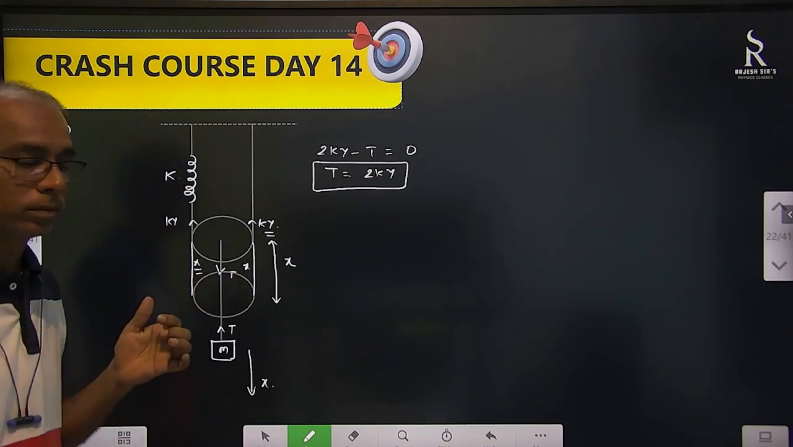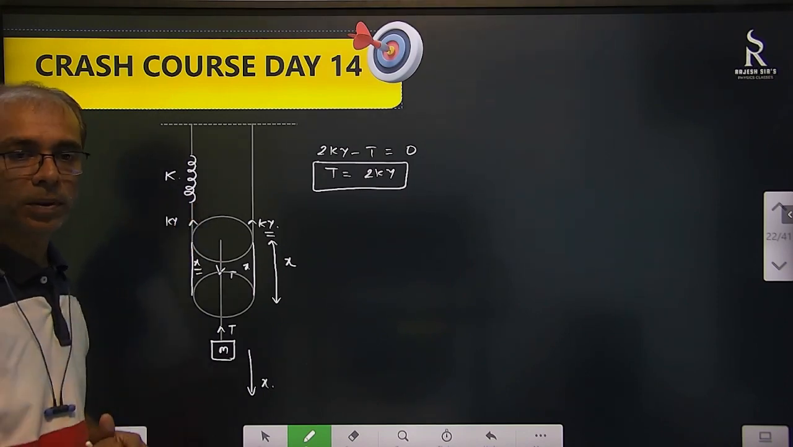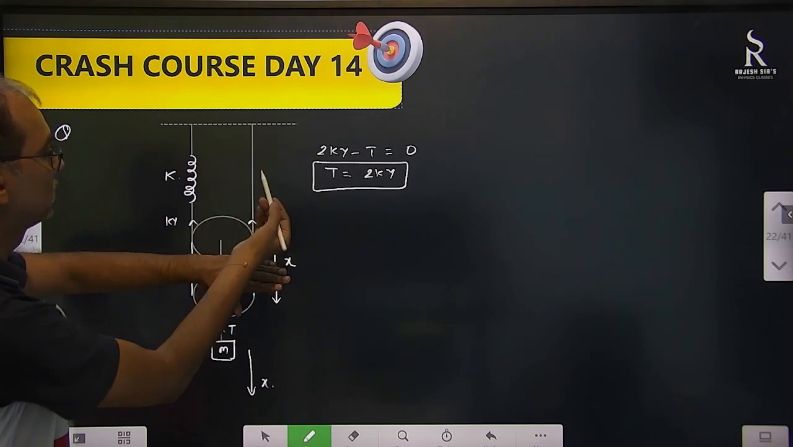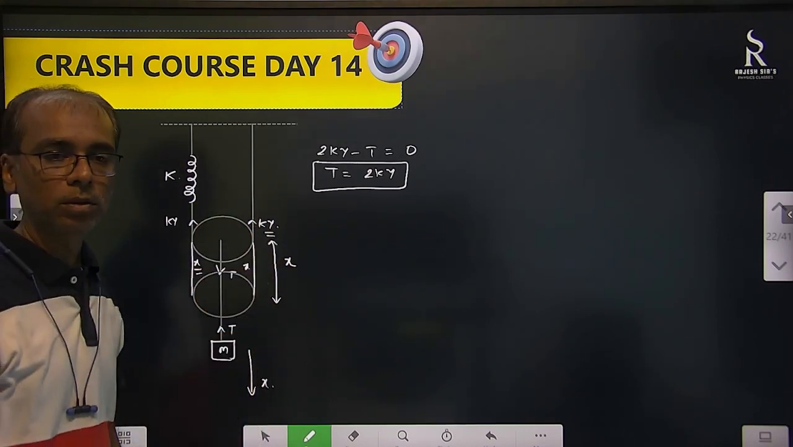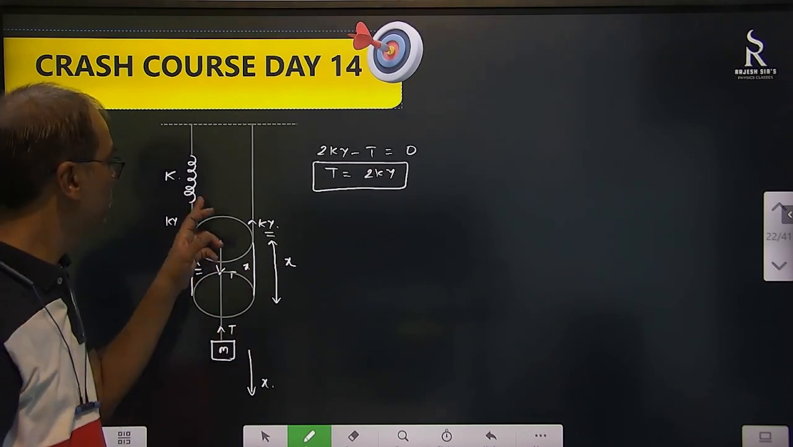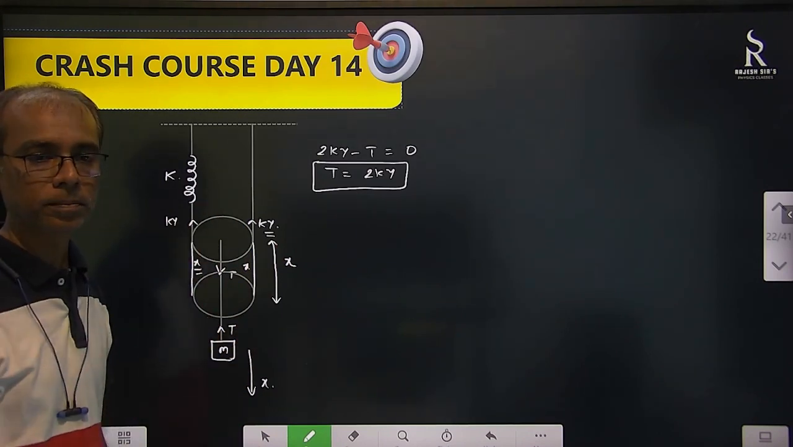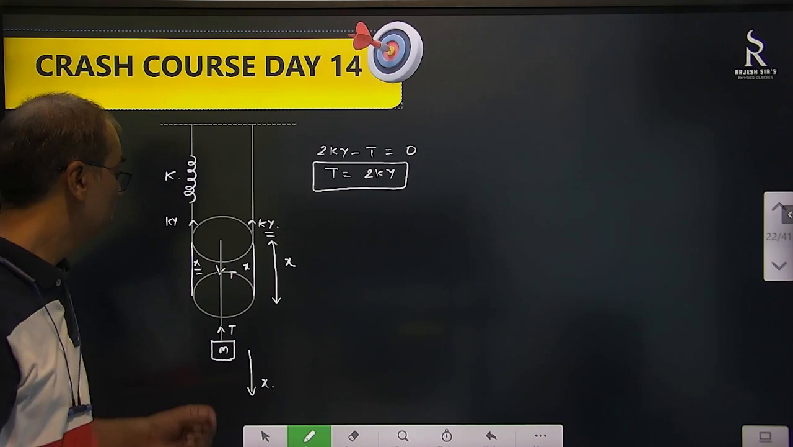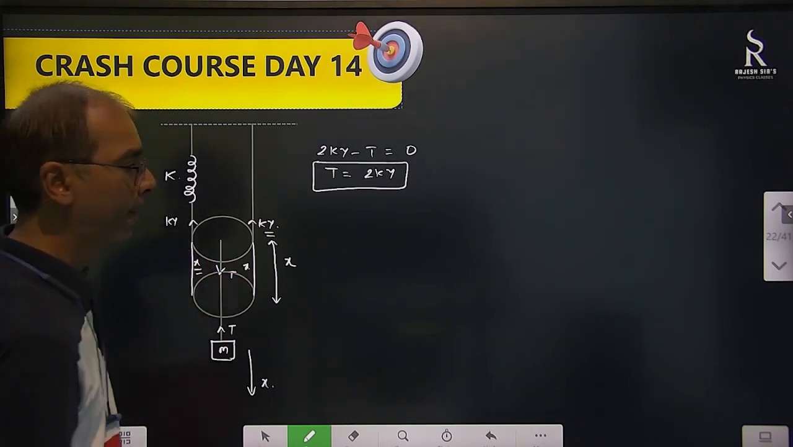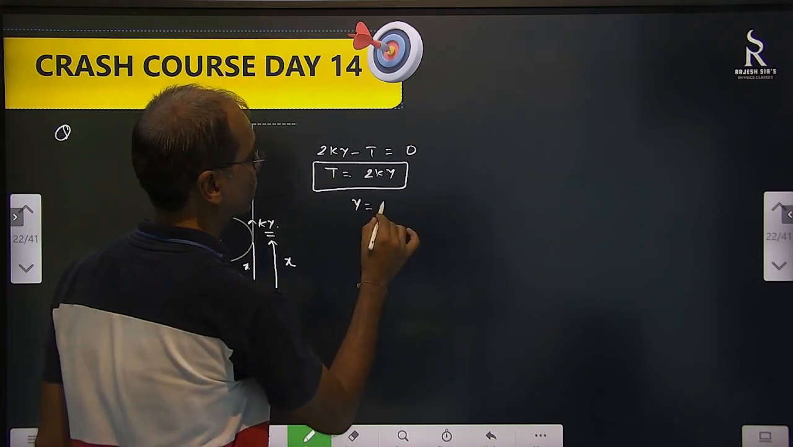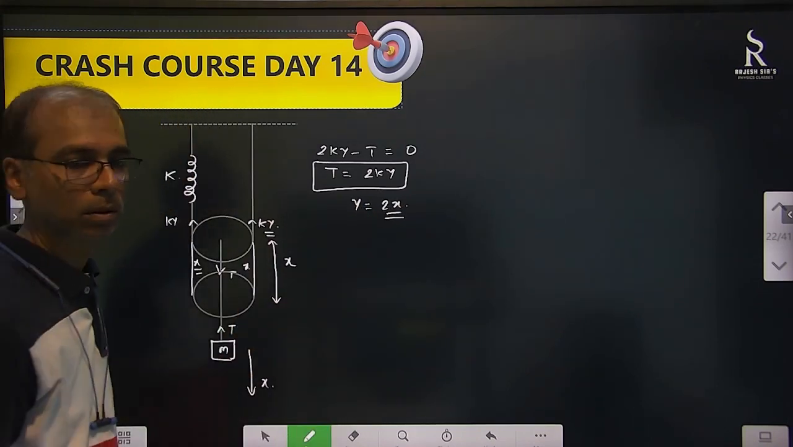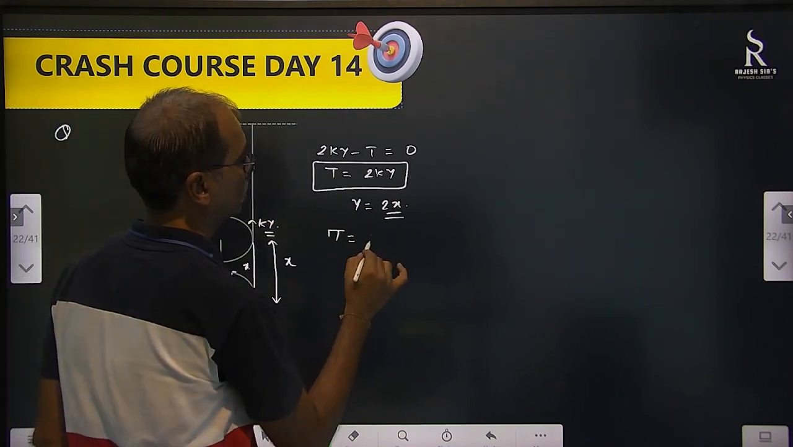Now how will it increase? Who is going to give? Spring. Because the string doesn't have extra length, it is tight at the moment. Now when you are bringing it down, where is this coming from? Spring, because spring only can stretch. So how much will be the stretch in the spring? x plus x, 2x. So the y value is 2x. So what is the tension? 2k into 2x.